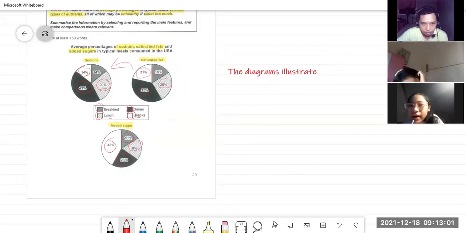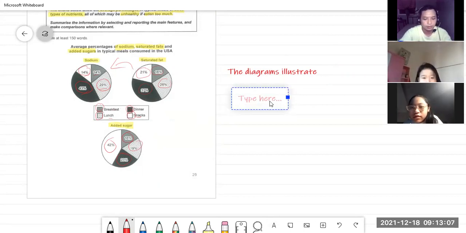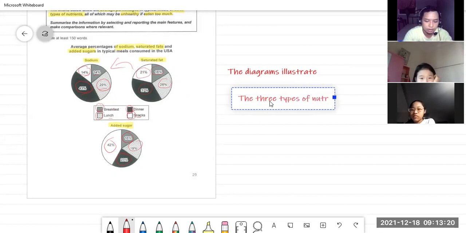The three types of nutrients. The diagrams illustrate three types of nutrients. Okay, the three types of nutrients. Okay, very good.